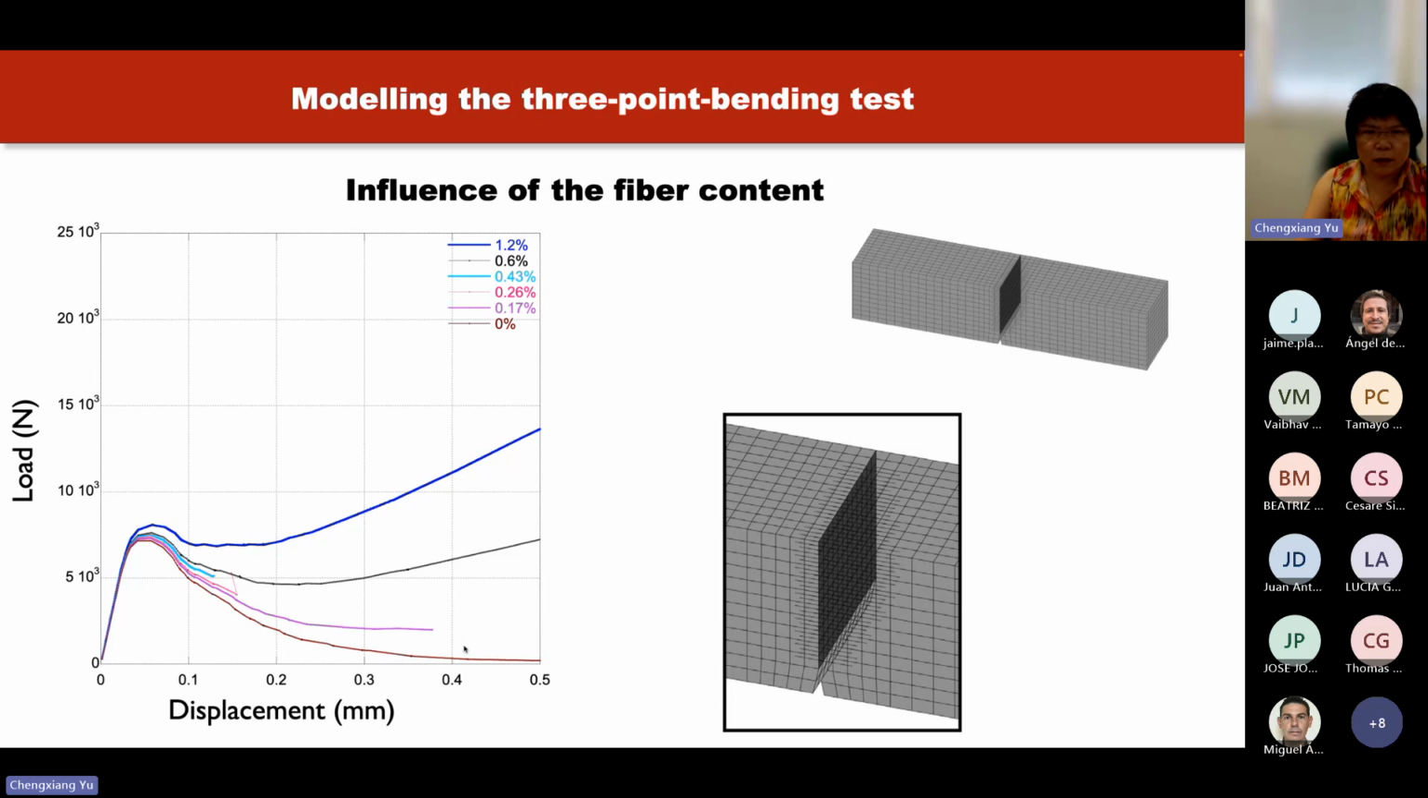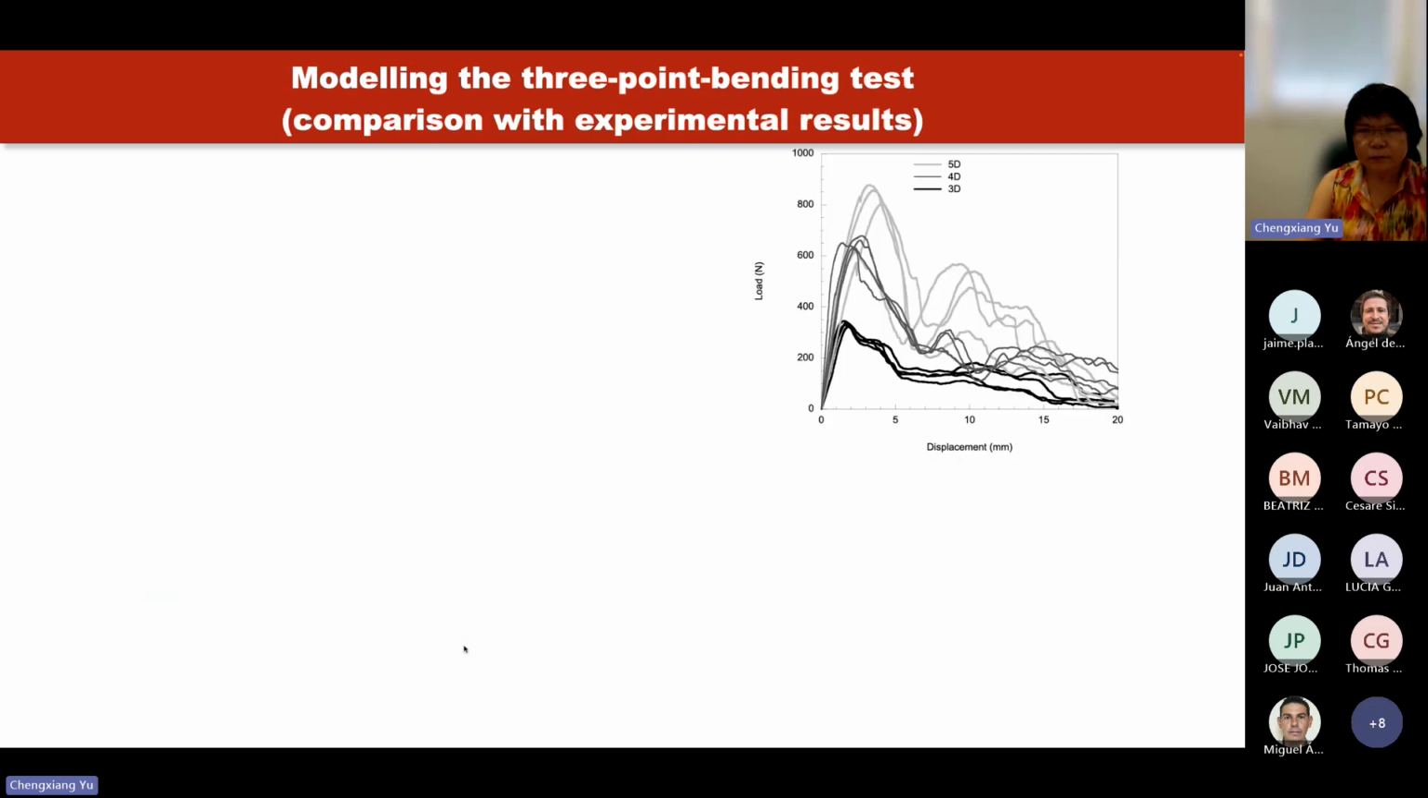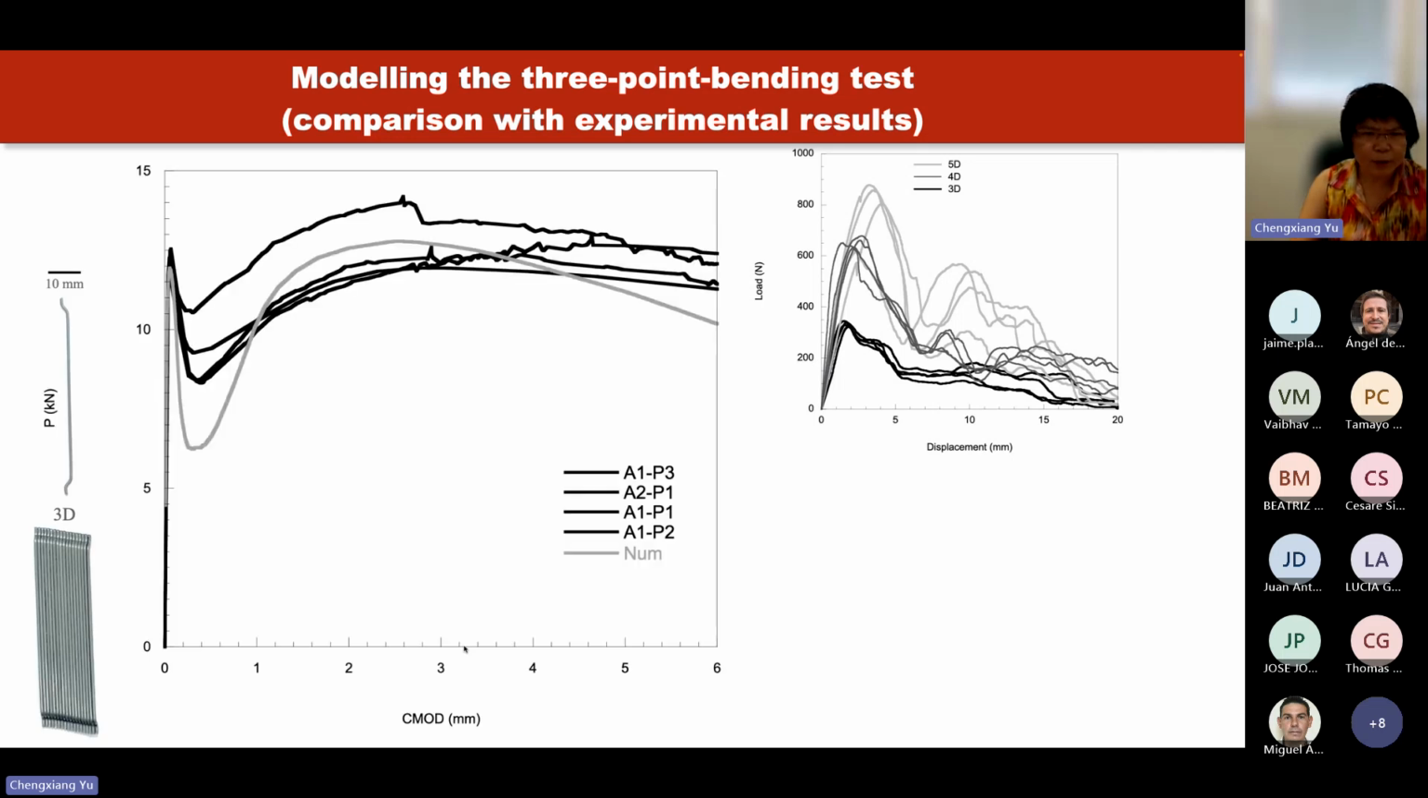And these are some simulations we have done depending on the influence of the fiber content. What you can see is that as we increase the fiber content, the post-peak behavior goes from brittle to ductile and then almost hardening. And then we modeled the tests, in this case I think this is our dynamic one. What you see here is that the numerical one is the gray curve.